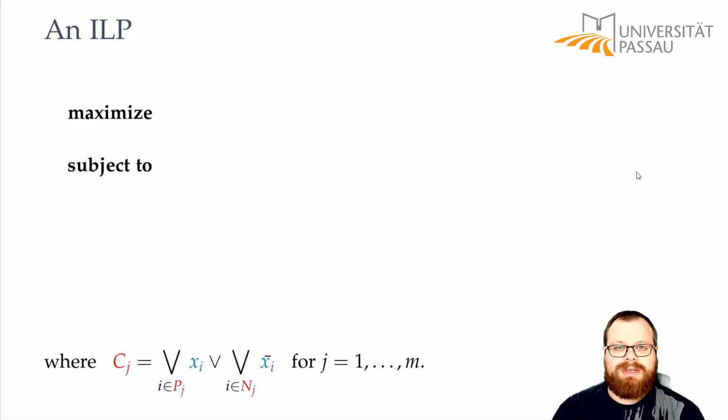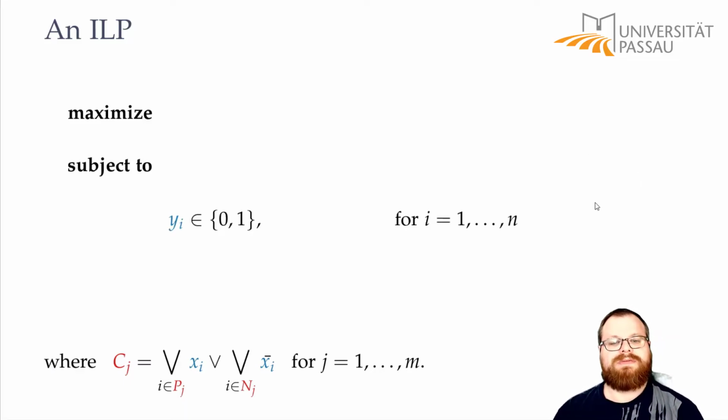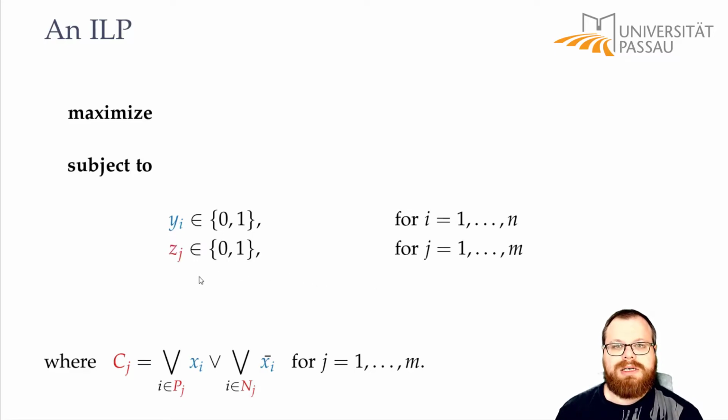What are our variables that we must have? We want to have a variable for every input variable that tells us whether it is assigned to a 1 or a 0. And then we also want to have a variable for every clause that tells us if the clause is satisfied or not. What do we want to maximize? We want to maximize the sum of the weight of those clauses that are satisfied.